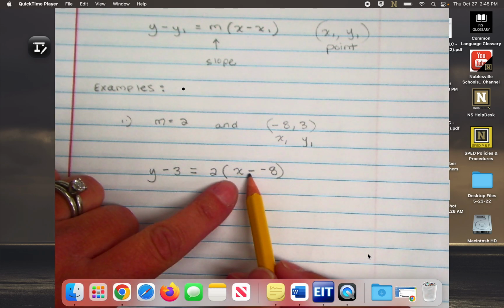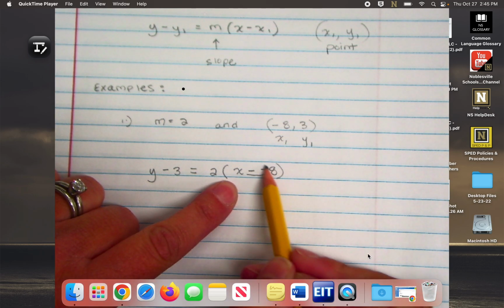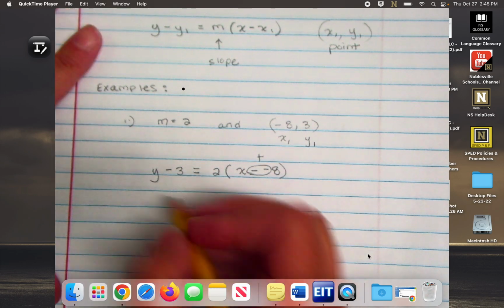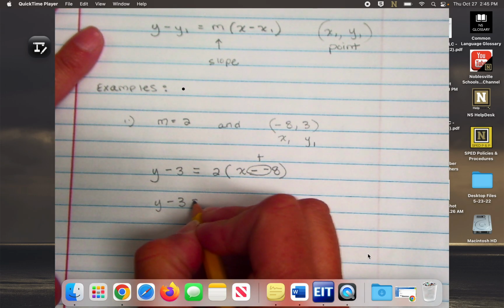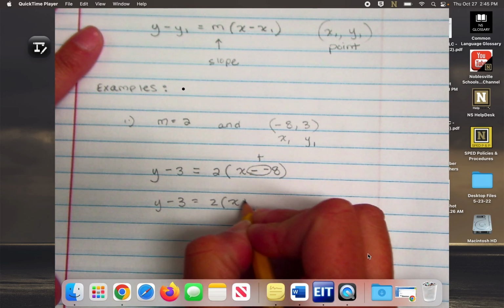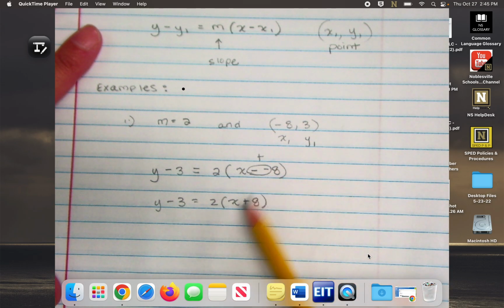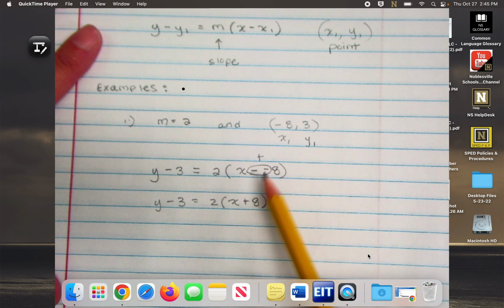Okay, now, the reason I wrote minus and negative was so I would remind myself that this is actually adding. So I have y minus 3 equals 2 times the quantity x plus 8. Some people can just do this in their head, and they can just jump to this. Other people need to see this step as a reminder.